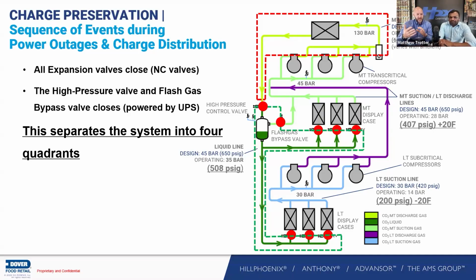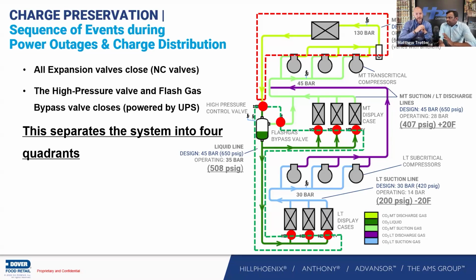If we have an EEV, that's an actual stepper motor, then we have to actually power it closed or have a liquid solenoid take control. A solenoid is the easiest way to do that without additional power. However, the high pressure control valve and the flash gas bypass valve are stepper motors, so we have to drive those closed somehow. That's the main point: once power is lost, those shut off and then the UPS takes over and closes those off. Exactly, we start isolating the system down in sections and breaking it out into quadrants.